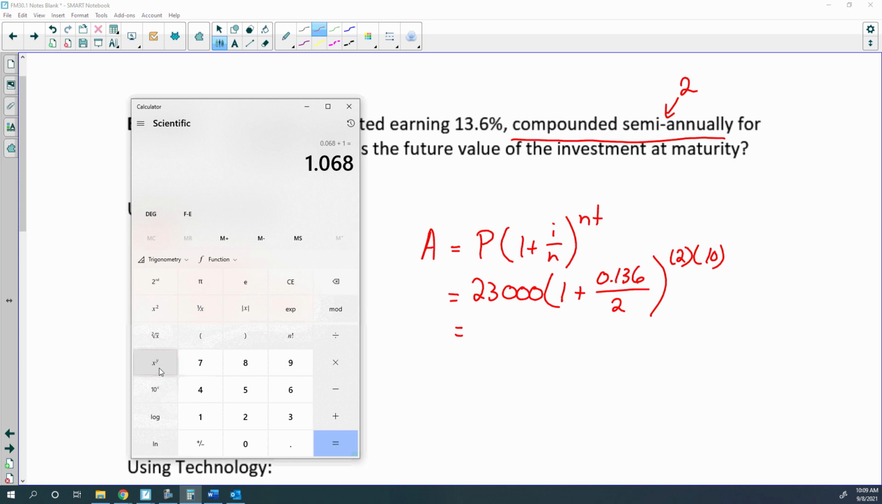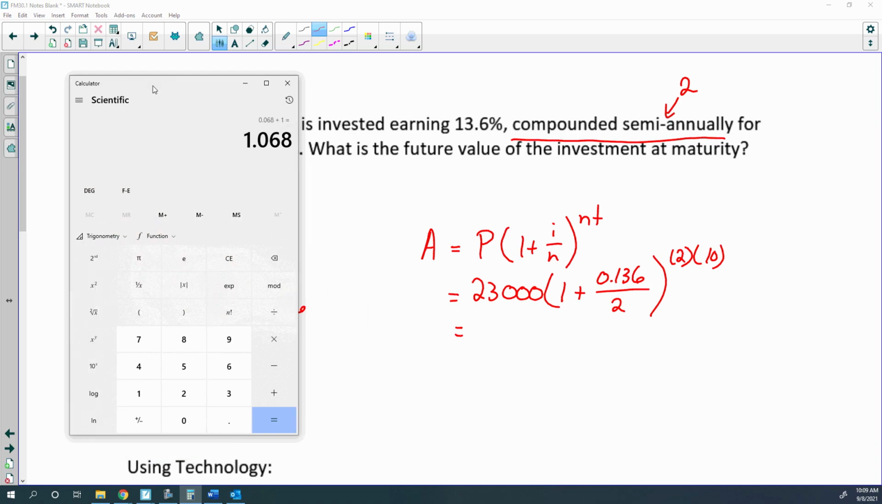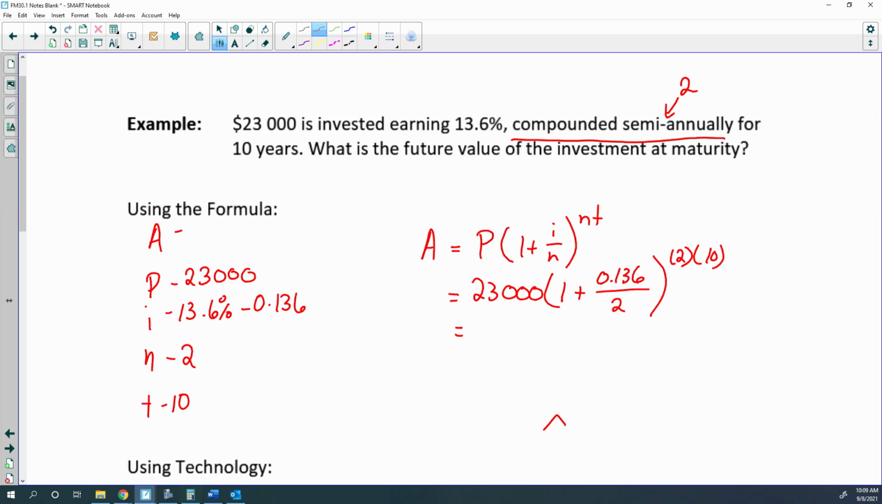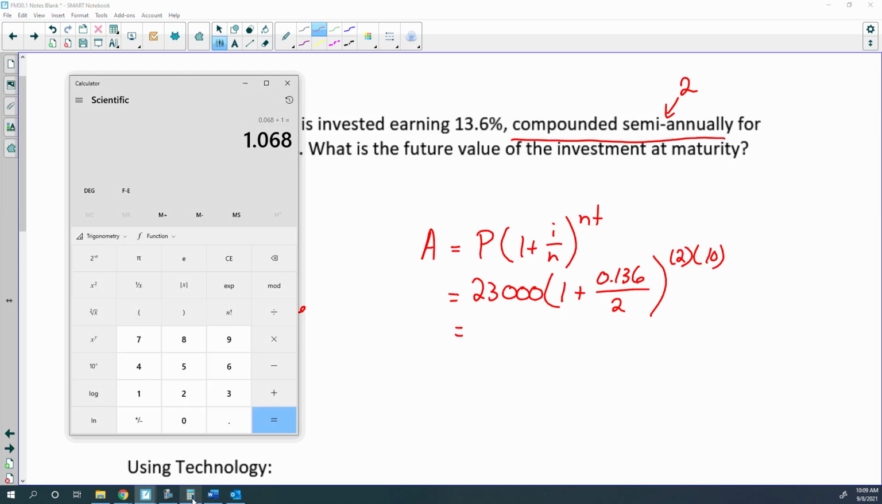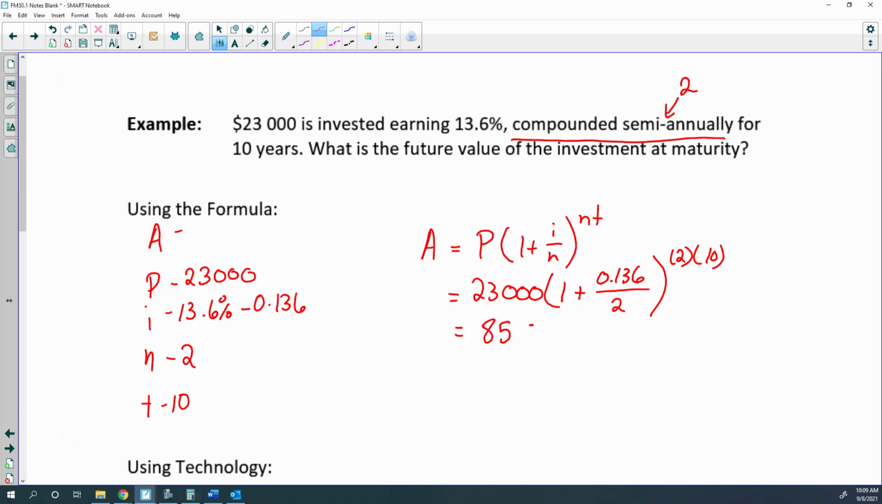So your exponent button is either going to have this XY on your calculator, or some of you might have what kind of looks like a little hat button. That's an exponent button as well. So you're going to hit the exponent button, and we're going to raise that to 2 times 10. So in brackets, I'm going to do 2 times 10. And then I got to finish by timesing by 23,000. So I'm left with 85,733.96.